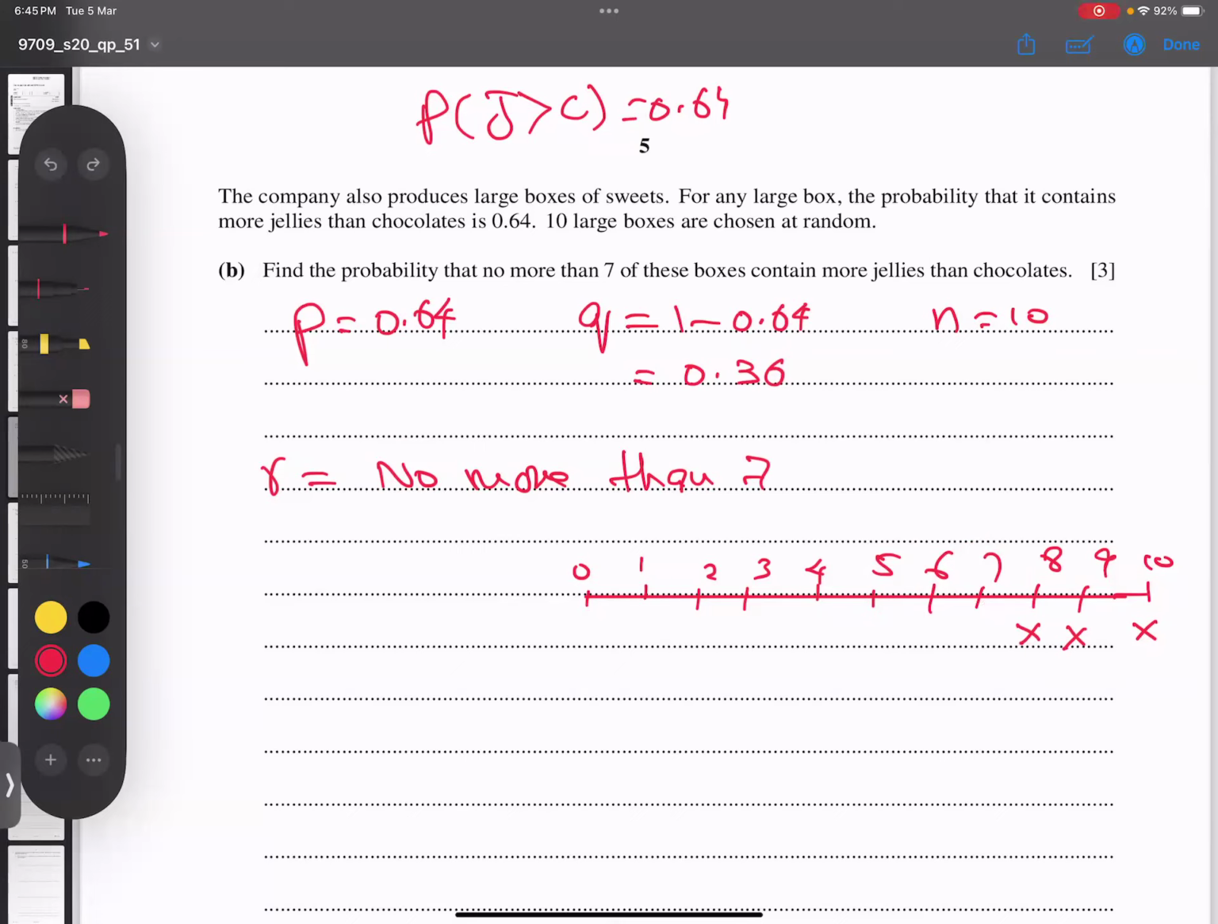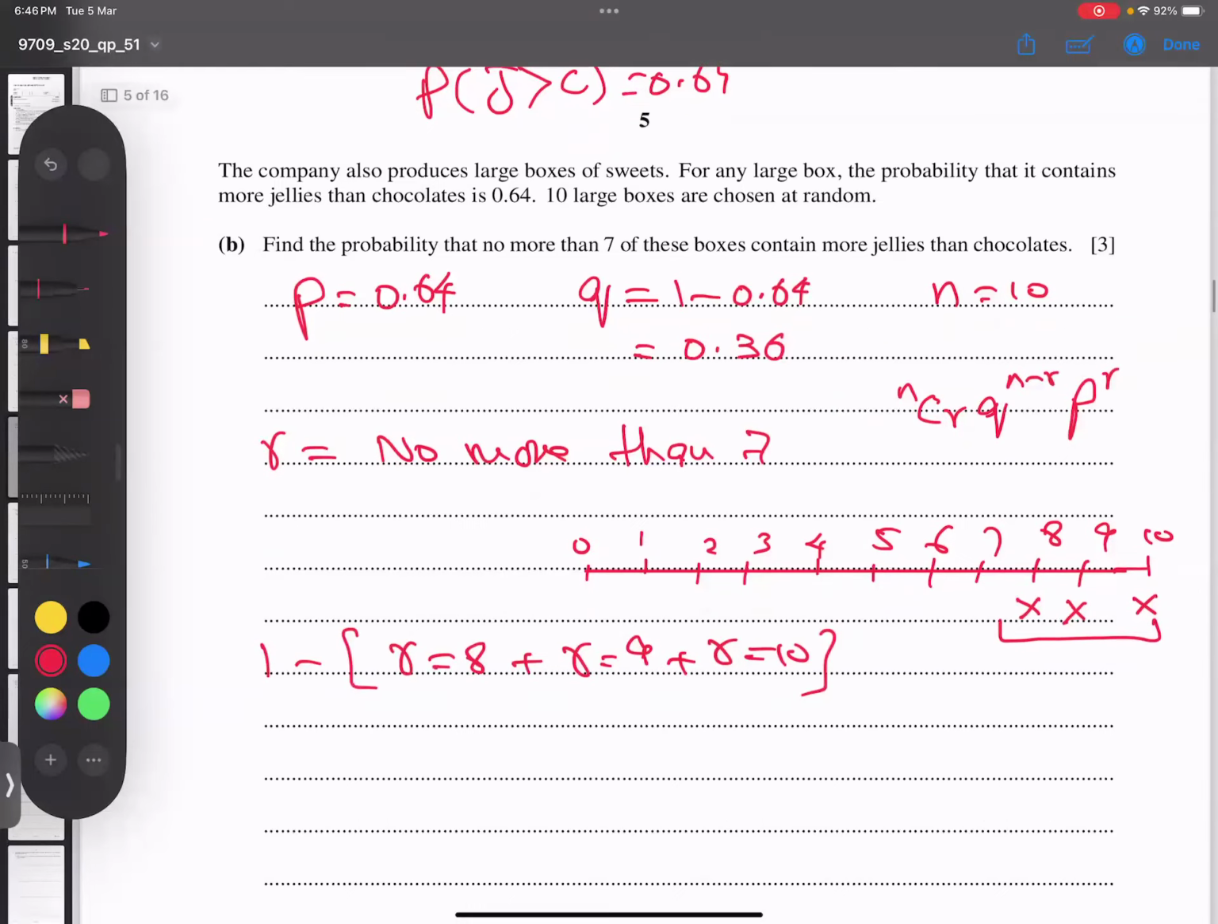Now the binomial formula is nCr Q to the power n minus r, P to the power r. Can I use it for so many values? Impossible. Can I do the ones which I don't need, find them and subtract from 1? So there is a way to do it. R equal to 8 plus R equal to 9 plus R equal to 10. So I will find these 3 things and subtract from 1.